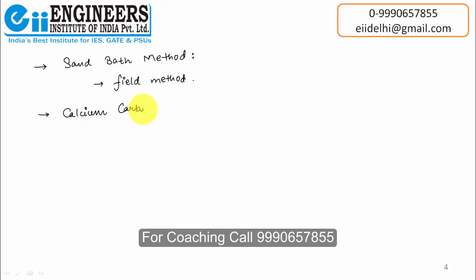Of course, the name says calcium carbide method, so we generally use calcium carbide in this particular method. This method is also known as the rapid moisture meter method.